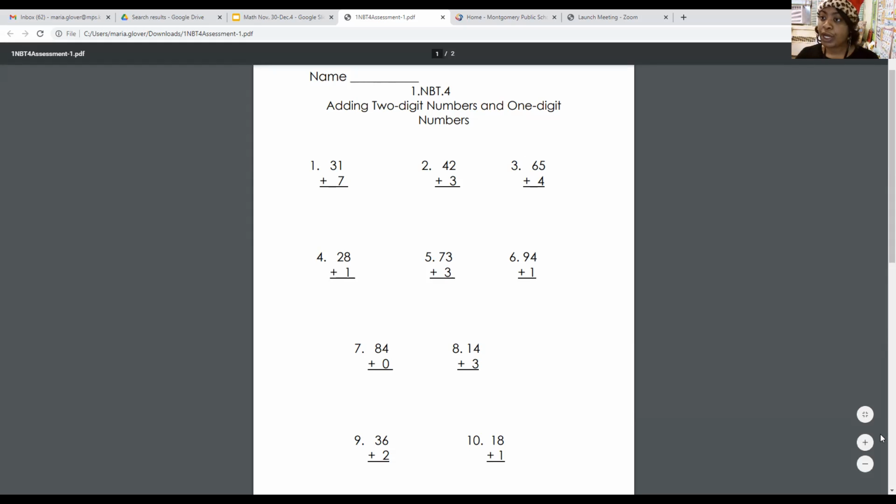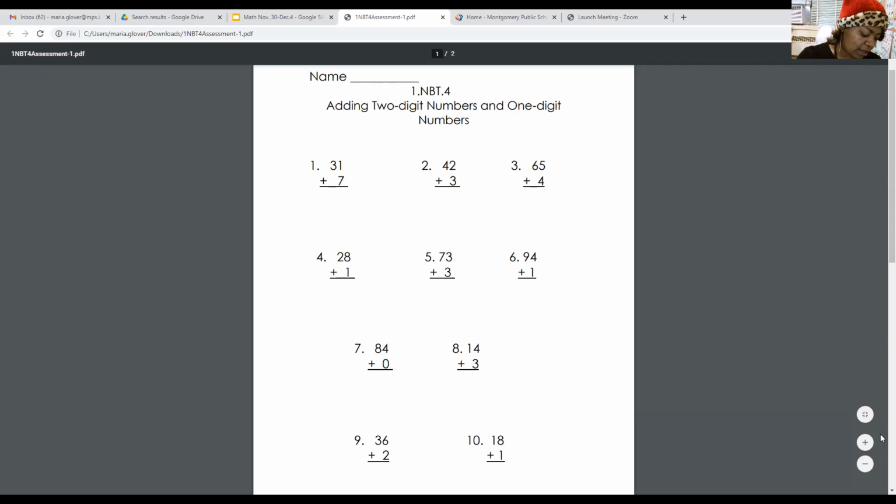Now what you can also do is count on. I can put 31 in my head, and I can count up 7 numbers in order to get 38. So 31 is here, 32, 33, 34, 35, 36, 37, 38. So I put the big number in my head, and I added 7, so I counted on. So your answer or your sum is 38. Okay. So now let's do number 2. You can do number 2 either way as well.